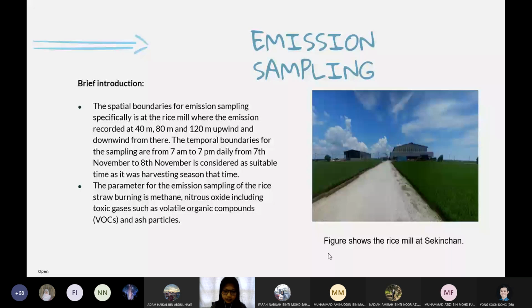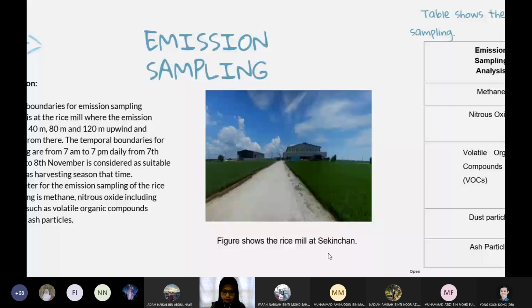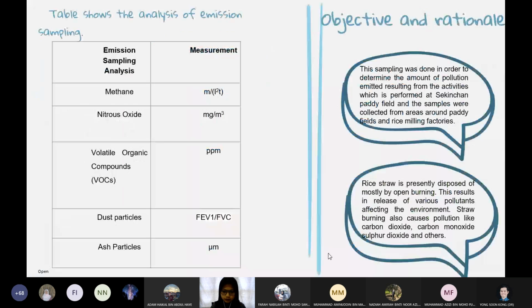Next, the table shows the analysis of this sampling. From here, it can be known in which unit the pollutants were measured. For example, ash particles were recorded in micrometer. This sampling was done in order to determine the amount of pollutant emitted resulting from the activities here, and the samples were collected from areas around paddy fields and rice milling factories.